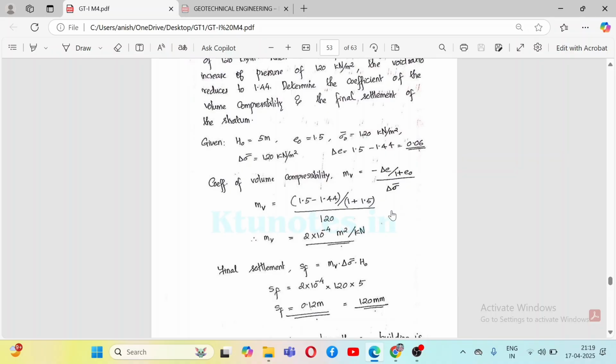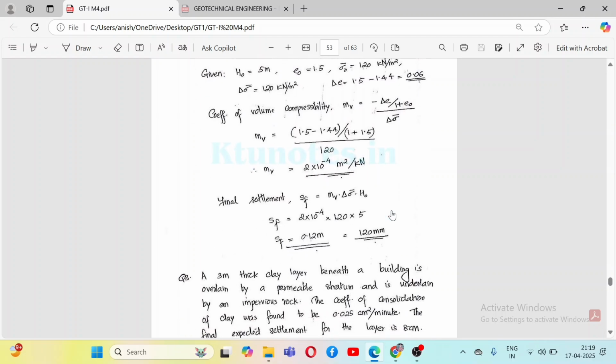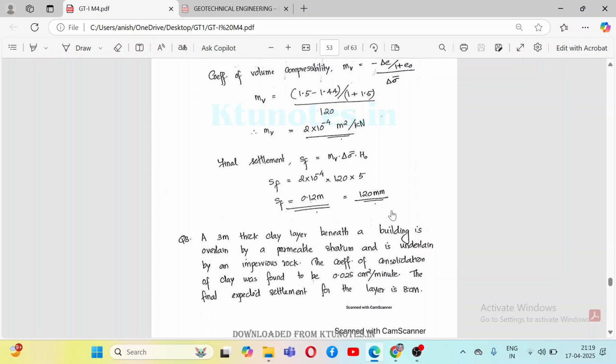So what is the equation for volume compressibility? In the theory portion, it is given mv is equal to minus delta e divided by 1 plus e naught, whole divided by delta sigma dash. So all the values are given here, right? 1.5 minus 1.44 divided by 1 plus 1.5, divided by 120. So we get the coefficient of volume compressibility. The final settlement equation is mv times delta sigma dash multiplied by H naught. We have all the values here. You can directly substitute them.